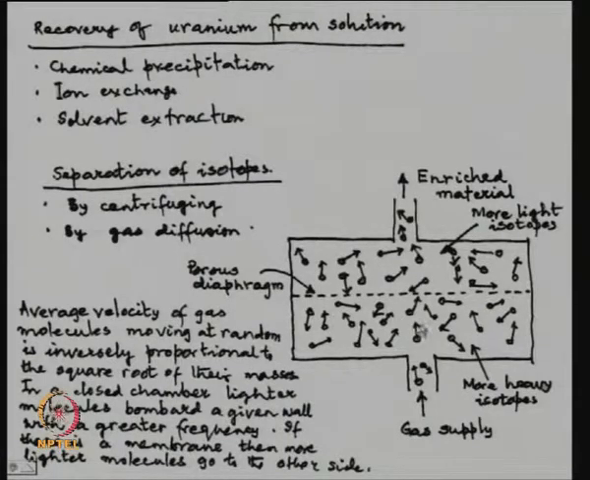Because the average velocity is higher, they would be bombarding this membrane more frequently, and therefore more of the lighter isotopes will go through to the other side. That is how, from a normal proportion, we get an enriched material. So, more U235 will be here in one stage.